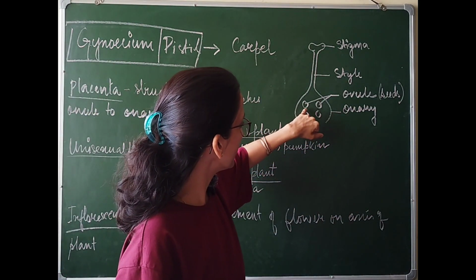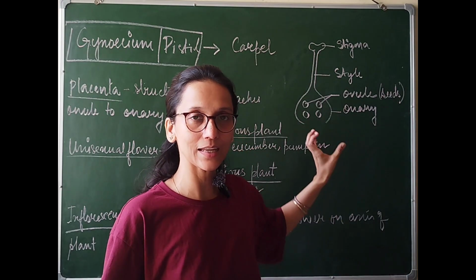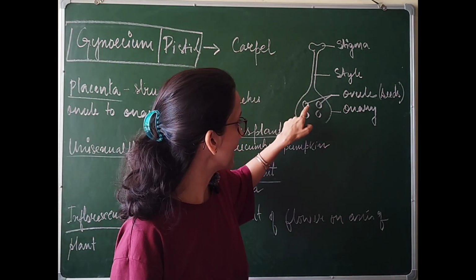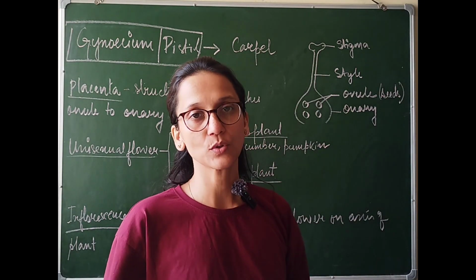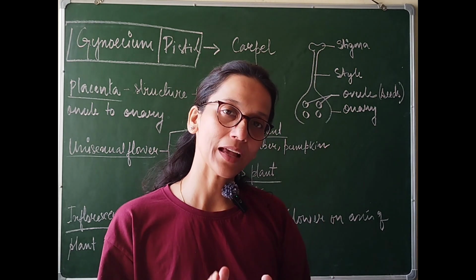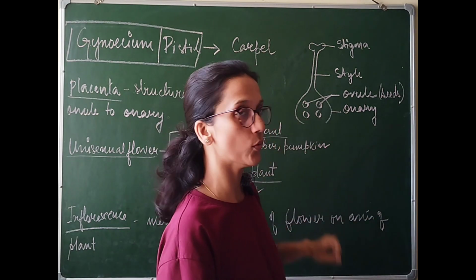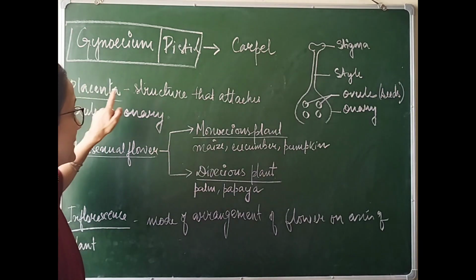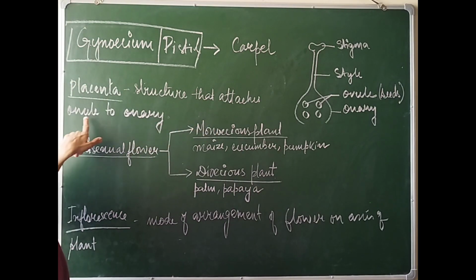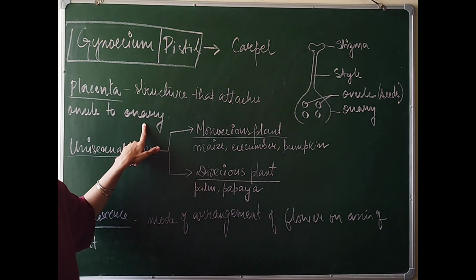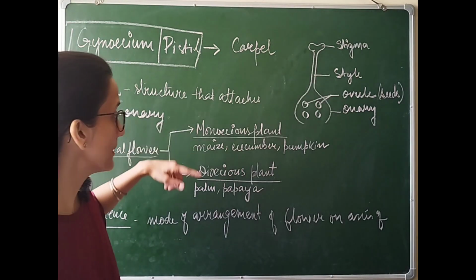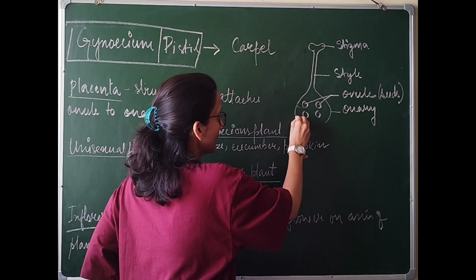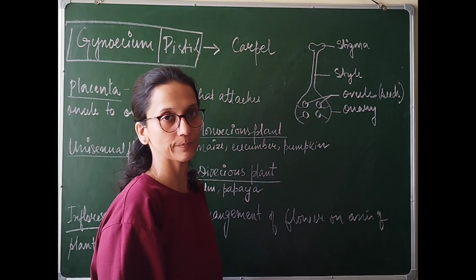Let us understand how these ovules remain intact in ovary. The ovules remain intact in ovary by some structures which are called placenta. This placenta connects the ovule with the wall of the ovary. So, placenta are those structures that basically attach the ovule to the wall of the ovary and thereby help them to remain exactly in position.